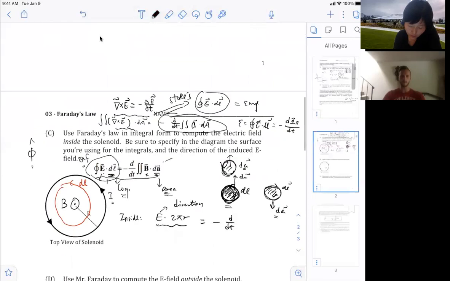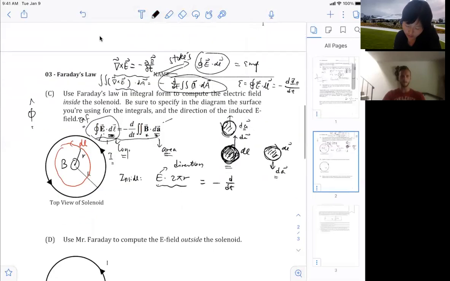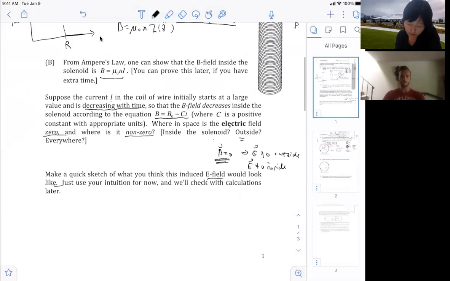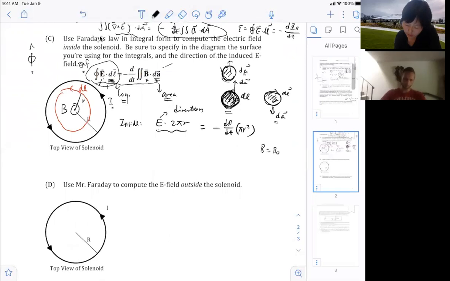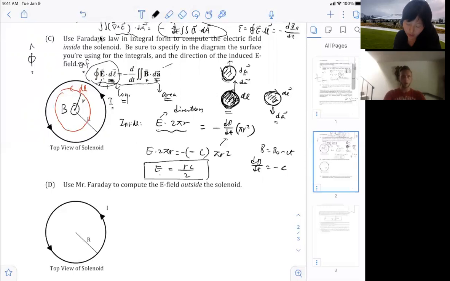The area is pi r squared because this is r, right? Pi r squared, and is really just dB/dt, sorry. Okay, let's look at dB/dt. B is B naught minus ct, so dB/dt is negative c. I can plug that in: E times 2 pi r equals negative c times pi r squared. So this becomes positive, and you get E is equal to rc over 2, to get E as a positive number.